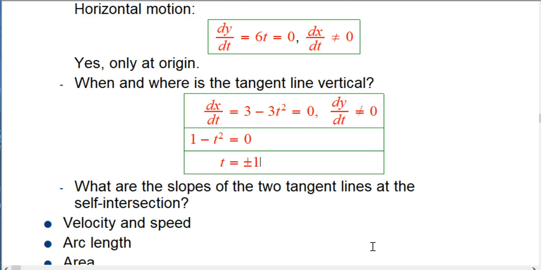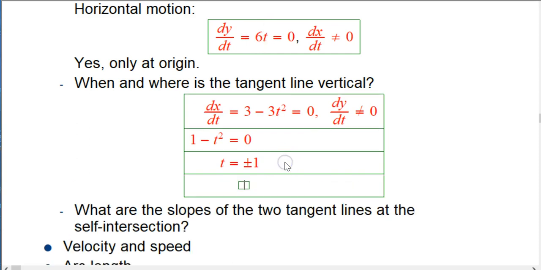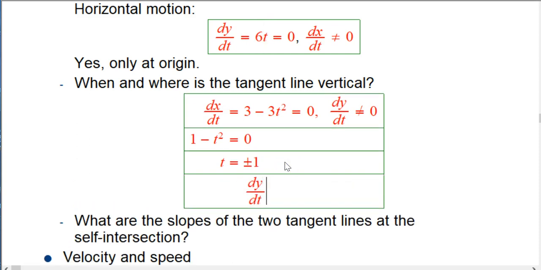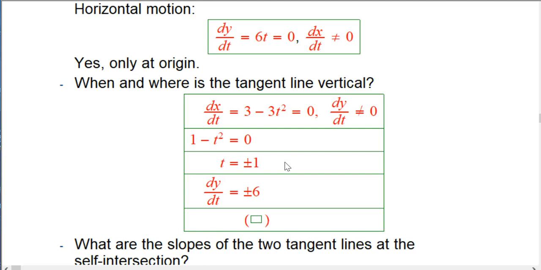Okay, so let's figure out exactly what's going on with y there. Remember, dy/dt is 6t. So that's going to be where dy/dt is plus or minus 6. That's not 0. And where is it going to happen? Very often with parametric curves, you're going to get everything in terms of t. The easiest thing to figure out is when something happens, but then you want to plug it back into the x and y to figure out where that's happening.